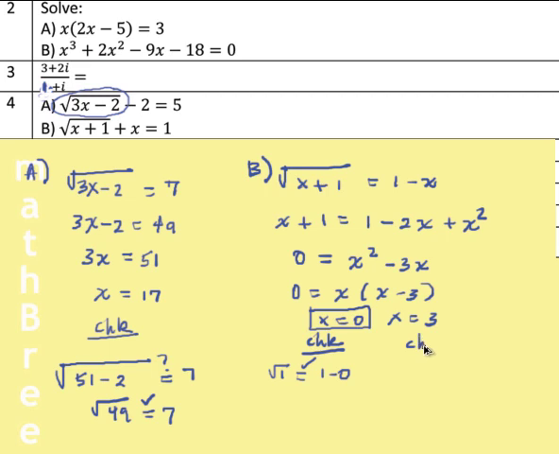Now let's do our check for x equals 3. Okay, so we have the square root of 3 plus 1, that's 4, is equal to 1 minus 3, so this is no. So we have one solution.